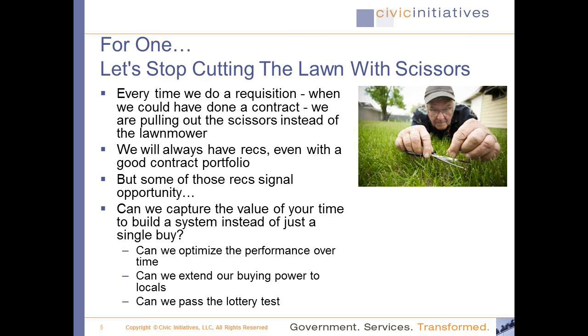If all we do is take the requisition and fill the requisition, then that's when we're doing the scissors instead of the lawnmower, right? So I want to be clear, when I talk about doing contract portfolio work, there's always going to be requisitions. There's always going to be stuff that is a little outside of what our contract portfolio can do. The little agencies may have something that's a particular little thing. So I'm in no way saying we're going to completely blanket every spend in our contract portfolio. But some of those requisitions do signal an opportunity to do something different.